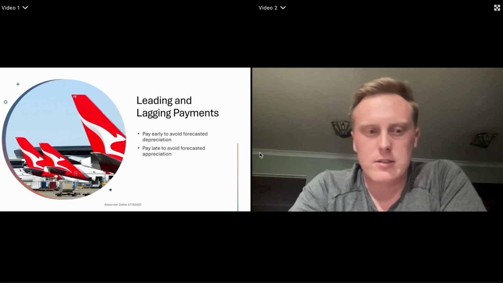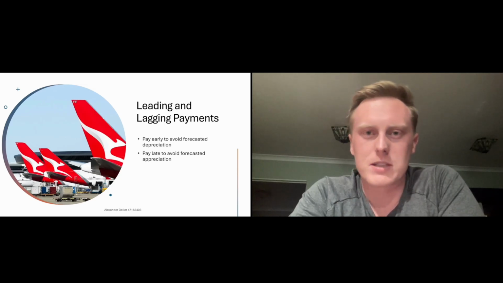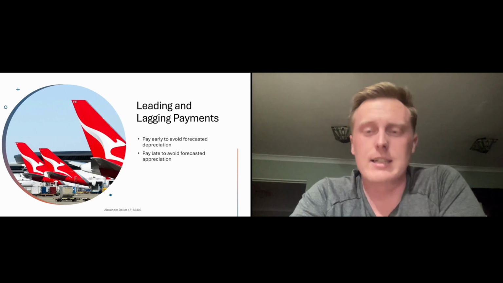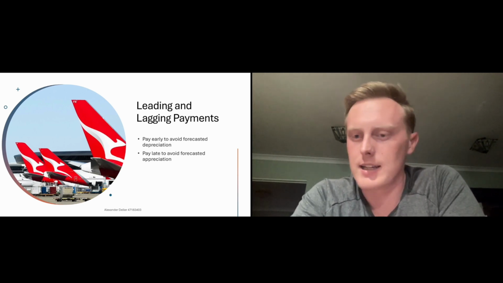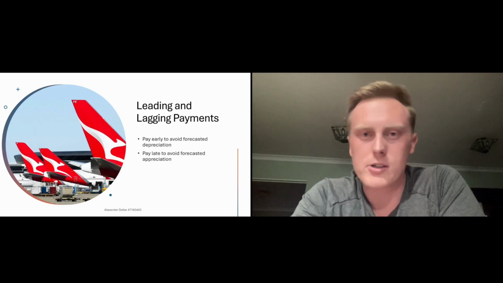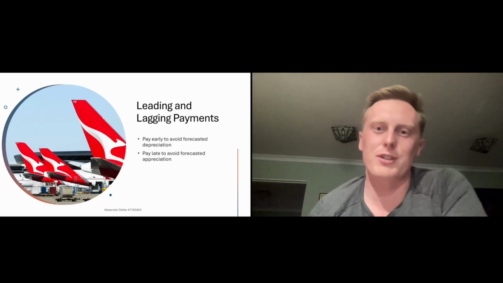Qantas, as an MNC, is likely already doing this. It hasn't stated it specifically in its financial reporting that it does do this. If it doesn't, it needs to get onto it quick smart. But that is the extent of its operational hedging strategies. So, as I said, leading and lagging payments, matching revenues and expenditures, fuel-efficient investment, as well as geographical diversification.